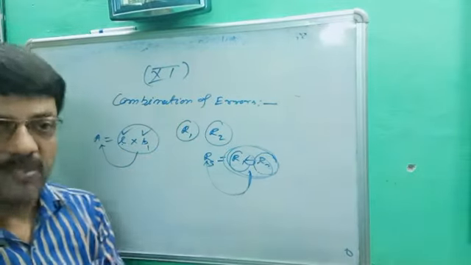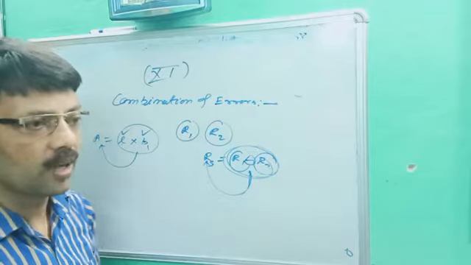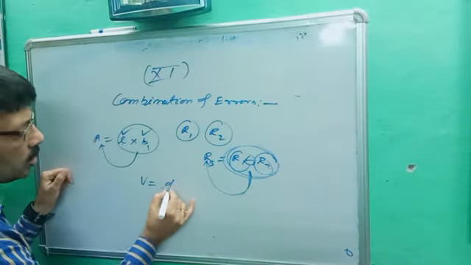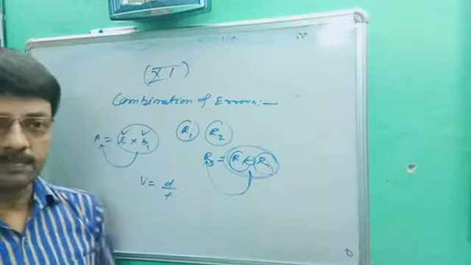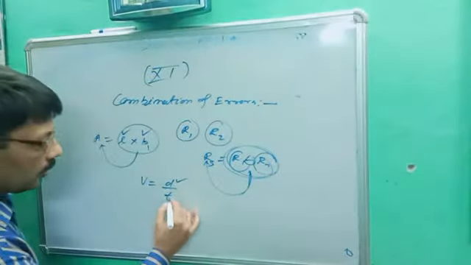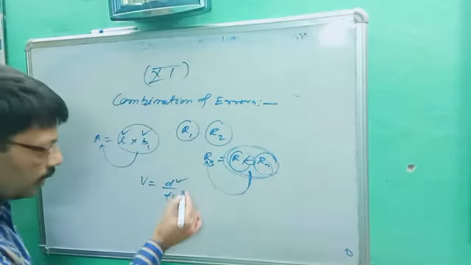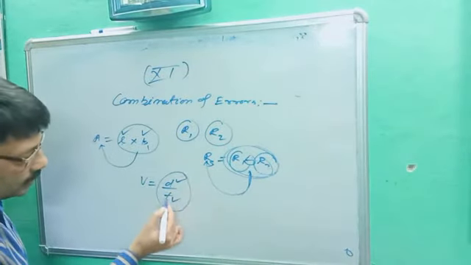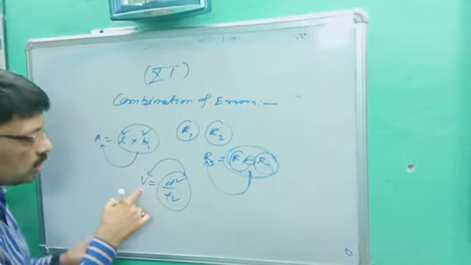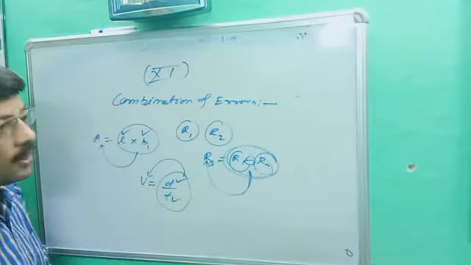First I am giving you a rough idea. Don't go through the formula. I will tell you what formula you will use. Let us suppose velocity is equal to displacement upon time is given to you. There is an error in displacement, there is an error in time, then the combined effect of distance and time will create the big error in what? Velocity. So this is called combination of error in division.